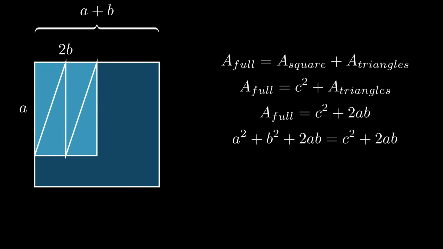Now we see that both sides add 2ab, and we can subtract this value from both sides, maintaining equality, leaving us with our equation, a squared plus b squared equals c squared.